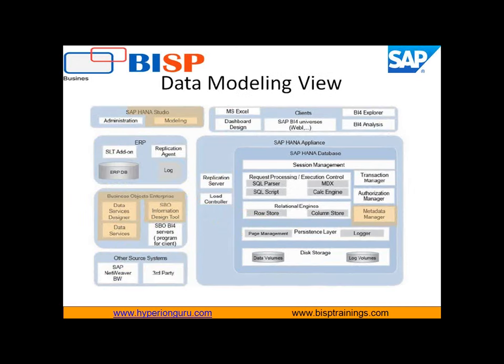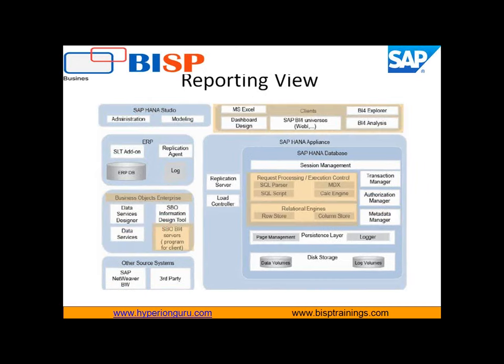And the data modeling view, when we are trying to build the models from the studio, the request will be sent to the metadata manager, and if we need data that has to be replicated, the request will be sent to the business objects data services, and the respective operations will be processed. So these are the basic data modeling areas that we will be hitting. For the reporting view, the request will come from the client application layer, and that will be passed on to the session manager, and all the processes we discussed earlier will be executed one by one.